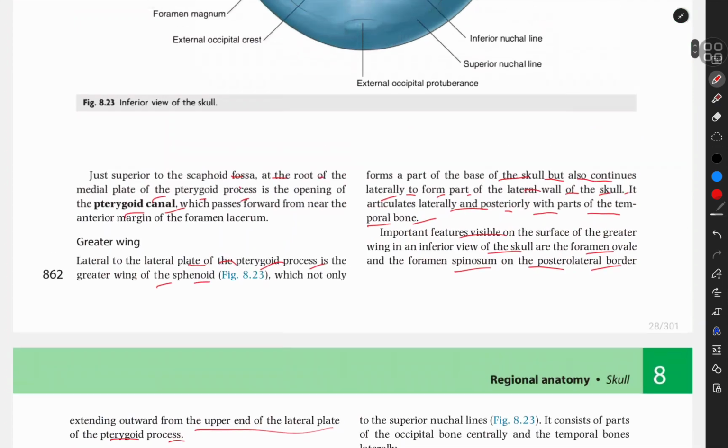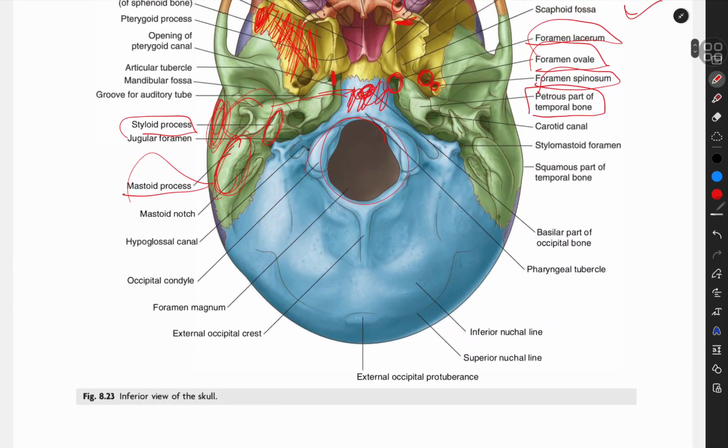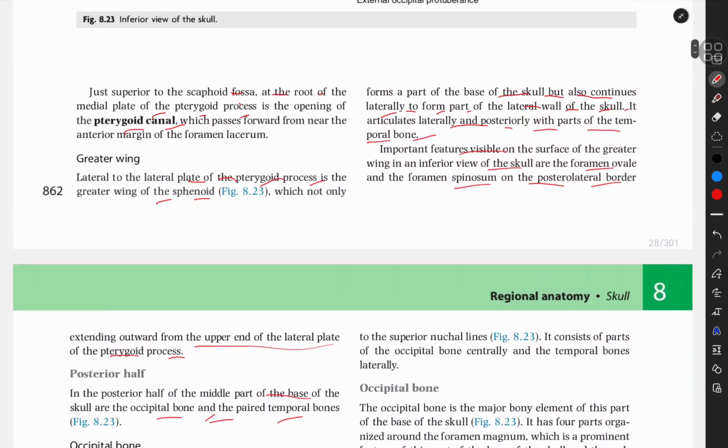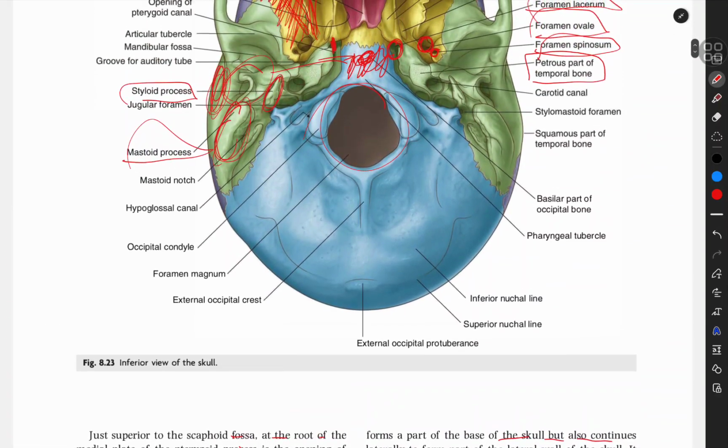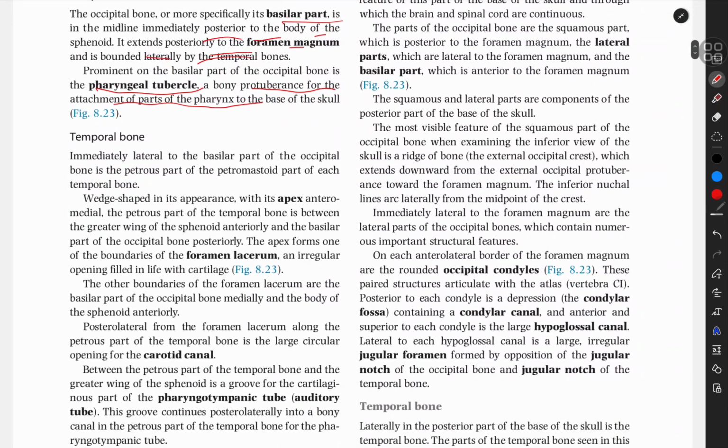a bony tubercle for the attachment of part of the pharynx to the base of the skull. Pharyngeal tubercle, it should be somewhere here, but it's not. We cannot see it, but it should be there. The professor says the pharyngeal tubercle should be here, but okay, I don't know. The book says it is here, which doesn't make sense, but okay.